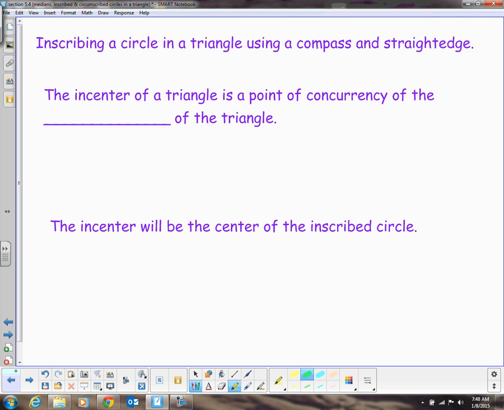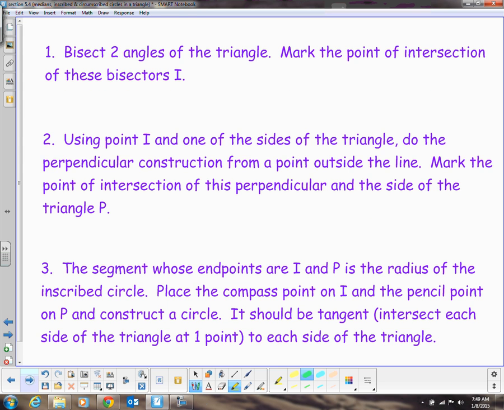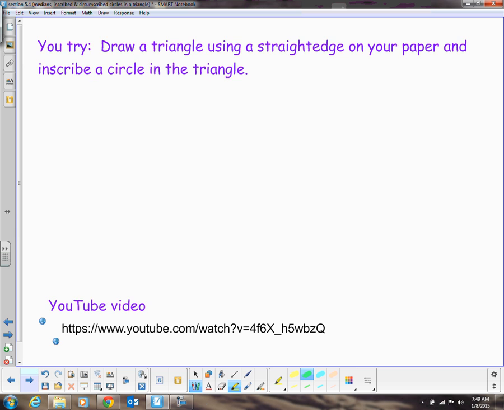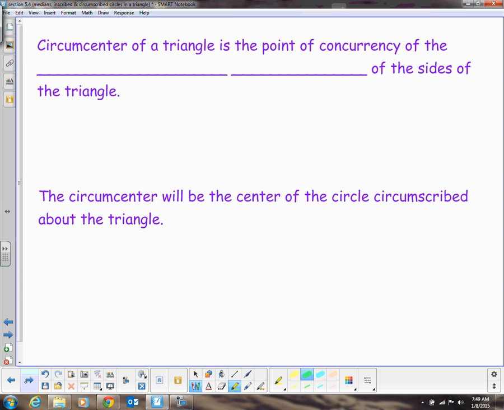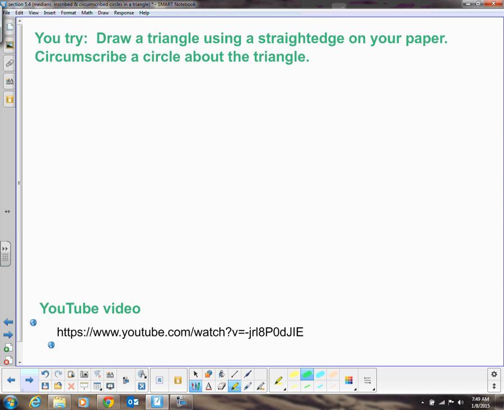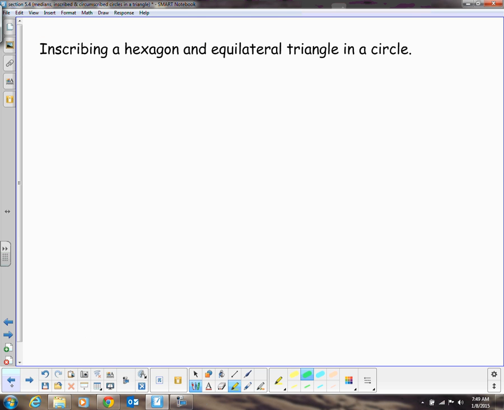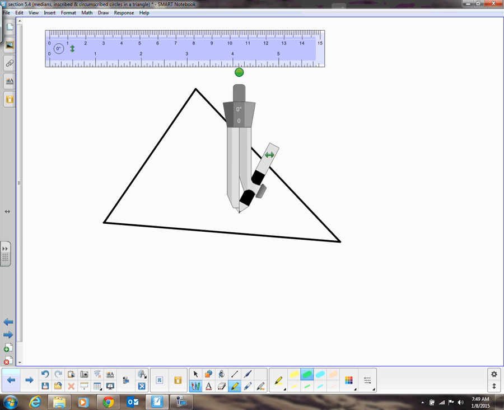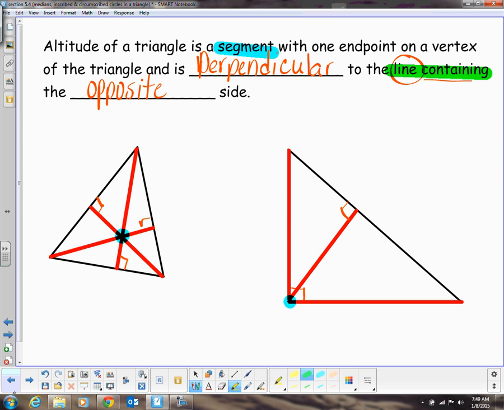All right, so this is tomorrow's lesson. We are going to do the incenter, and then we're going to inscribe a circle. There's notes. We're going to do that. And then you're going to circumscribe. And then we're going to do a hexagon. You're going to like these constructions. They're really fun. So you're going to have to identify altitudes, medians, and you're going to have to work with the centroid. The centroid's the only one that's going to be involving the arithmetic and the algebra.